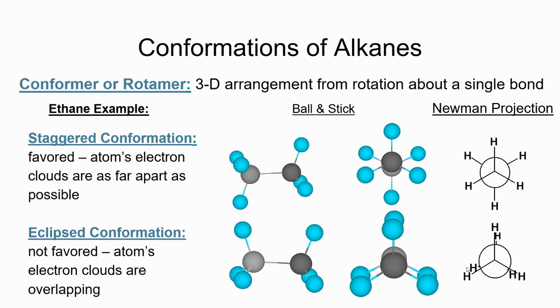To learn about conformations of alkanes. Alkanes can form different conformers or rotamers, and those are just 3D arrangements that come about from rotation about the single bond, so from rotating them about a carbon-carbon bond. With these single carbon-carbon bonds, they're free to rotate. The staggered conformation is going to be preferred.